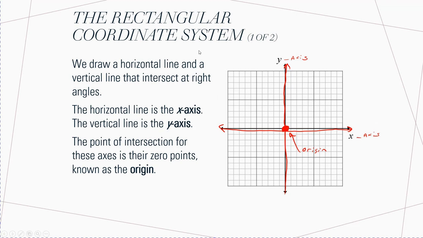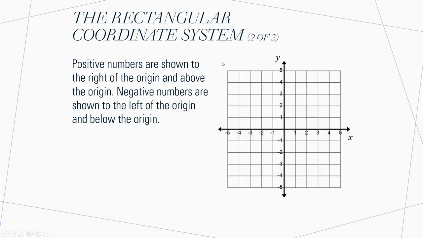So now what I want to do is I want to assign some numbers to this. Okay, so positive numbers are shown to the right of this origin and above the origin. So here you can see, here's the origin. To the right, we're going to put positive numbers, 1, 2, 3, 4, 5. And then up above, we're going to put 1, 2, 3, 4, 5. And negative numbers are shown to the left. So -1, -2, -3, -4, -5. Think of this as like a number line, right? Negative numbers, 0, positive numbers. And then negative numbers are also shown going down. -1, -2, -3, -4, -5.